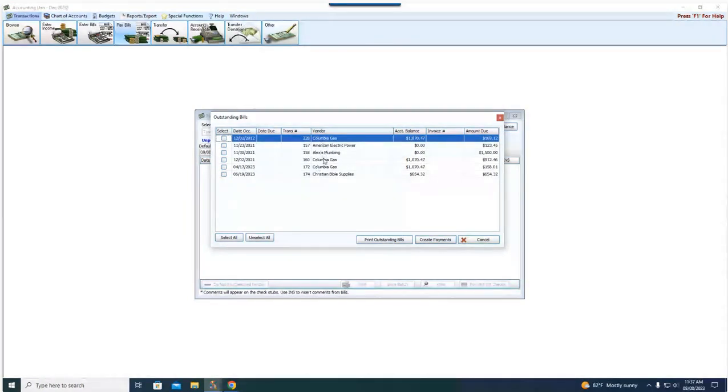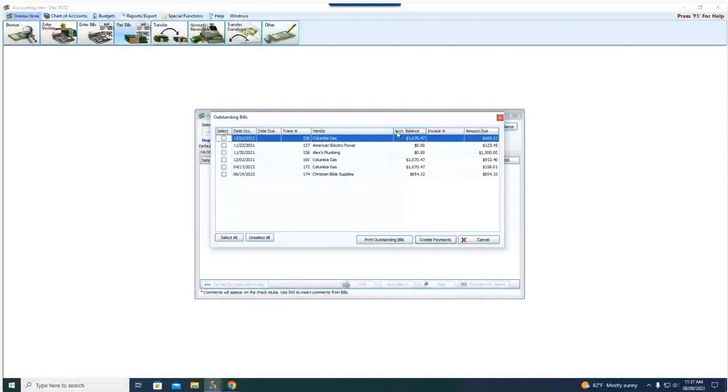And the same is true for my Columbia Gas. We've got several issues in here, a couple for Columbia Gas. But what I know is I've got three bills: one from 2012 for $169.12, one from December of 21 for $912.46, and one from April of 23 for $158.01. Regardless of whatever the account balance is, they may tie to the account balance, it may not, depending on the problem.